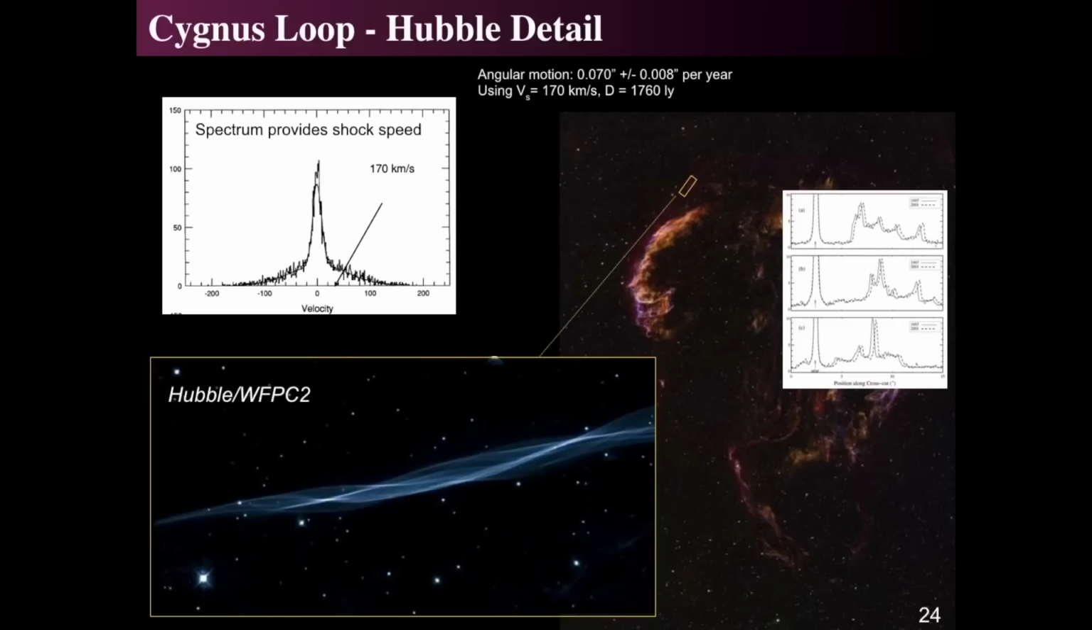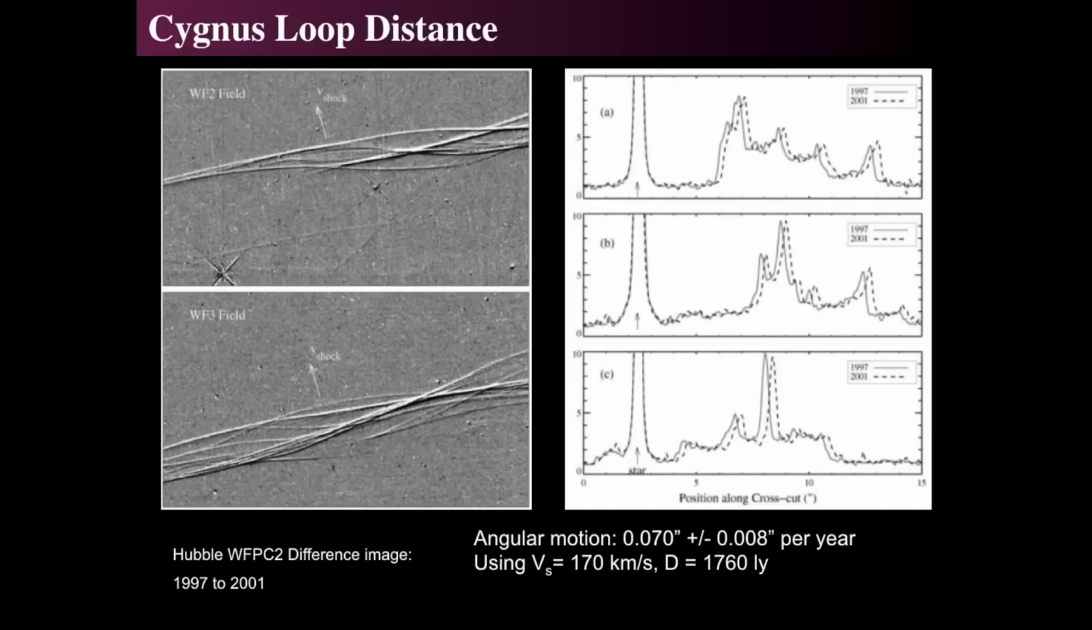And then what you do is you go back and see what the angular motion is across the sky over years, and that tells you how long it took to get from where it is to the center. That shows you how big this thing is and how old it is. And again, that allows you to find the distance to it.